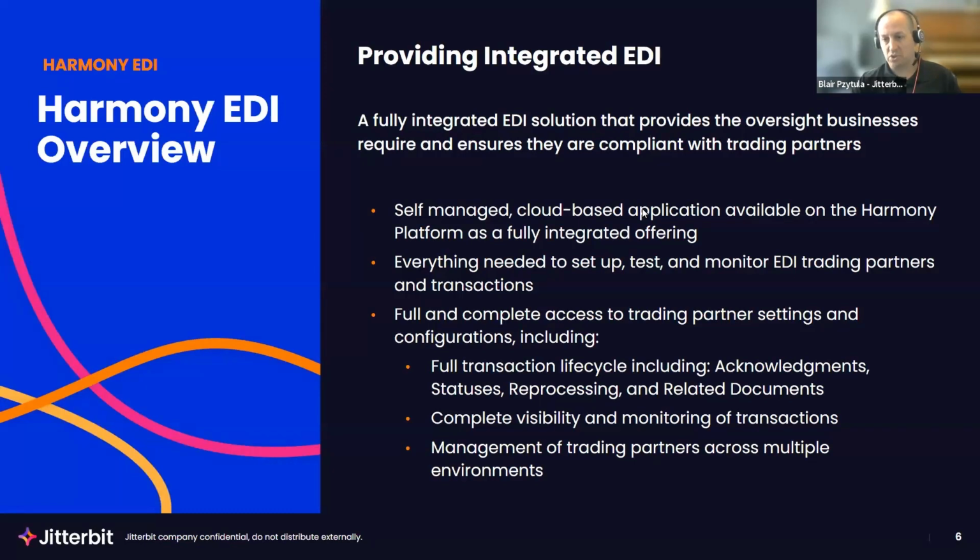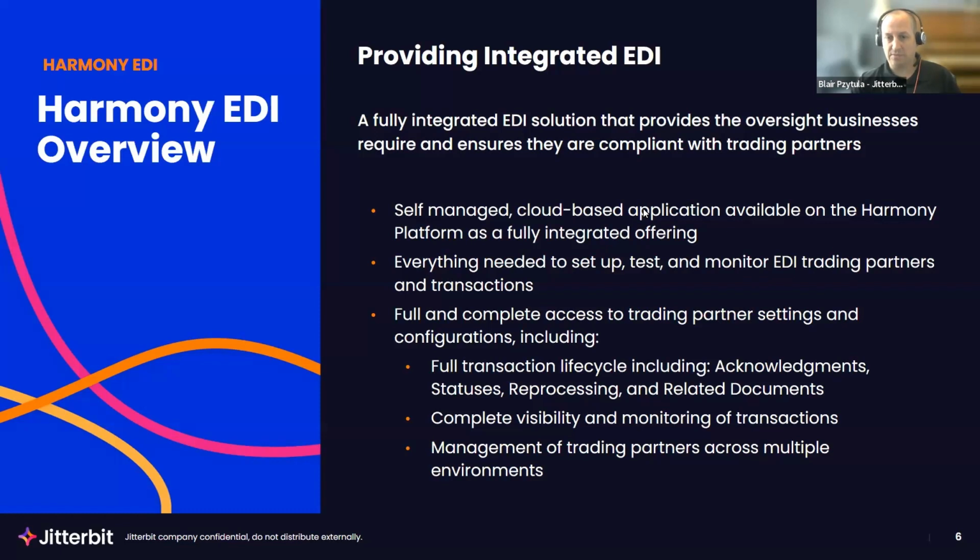So if you have a shipment and an invoice, those can be related documents within the system. So being able to manage that all in one place and giving you that complete visibility while you're monitoring the transactions and giving you that peace of mind that things are going out, they're acknowledged properly, 997s are part of the process, and really allowing that to be managed across your environments.